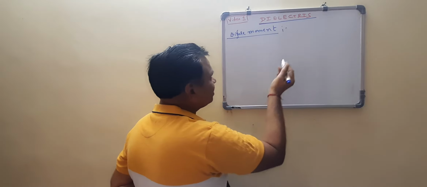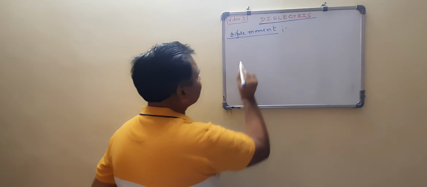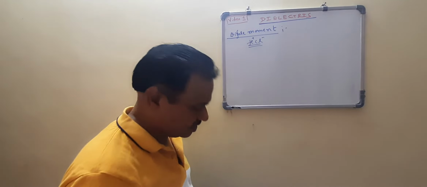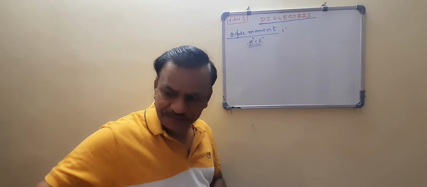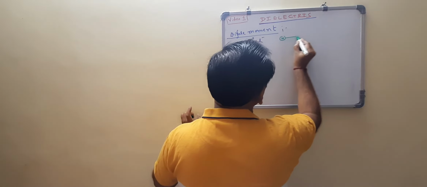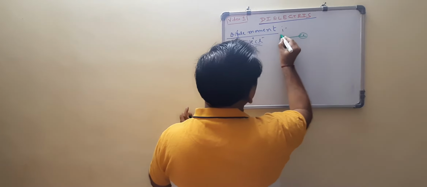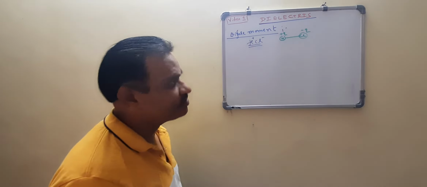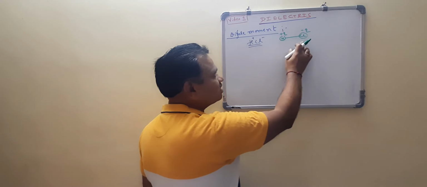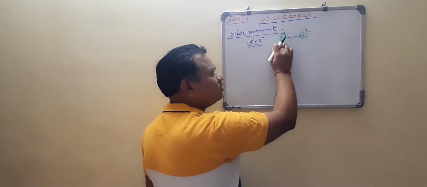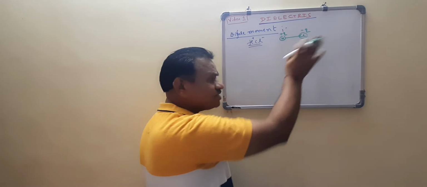First I'll give the example, then you can easily understand the definition. Suppose hydrochloric acid is there. Here H is plus and Cl is minus. This is the hydrogen ion and this is the chlorine ion. This is plus Q and this is minus Q. Both the magnitude of the charge on the hydrogen and on the chlorine are the same.